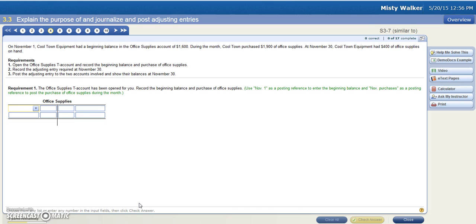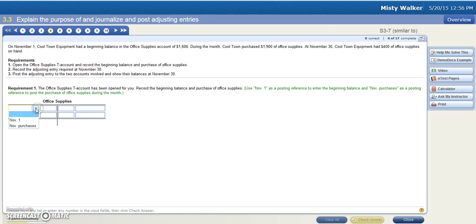So in the study plan, I'm looking at a problem that's asking me to adjust my supplies account to show the amount of supplies that should be expensed for the period. It asks me first to open the office supplies T account and record the beginning balance, then to record my adjusting entry as of November 30th, and then to post that adjusting entry to the two accounts that are affected. The information it gives me says that on November 1st, we had a beginning balance in office supplies of $16.